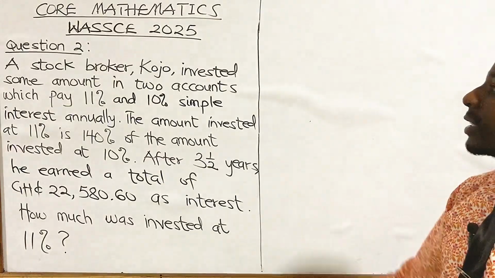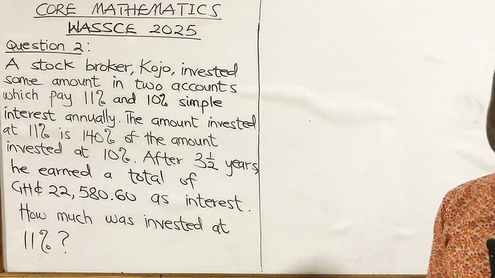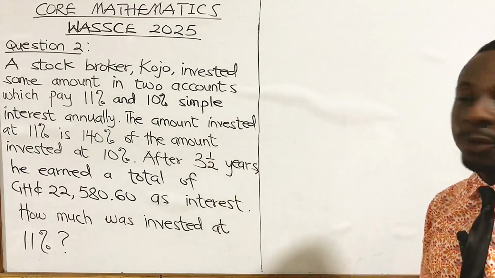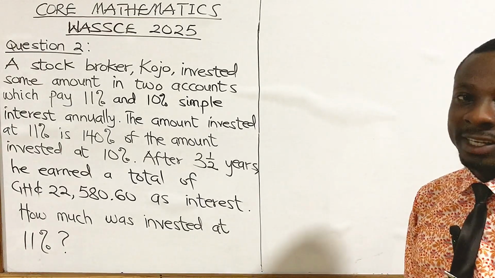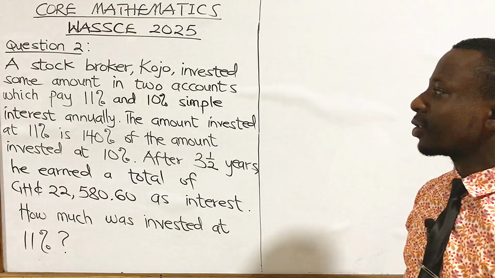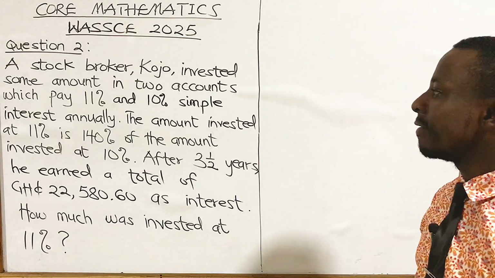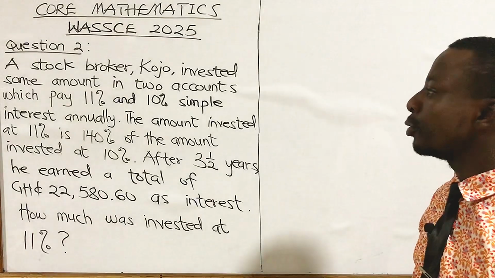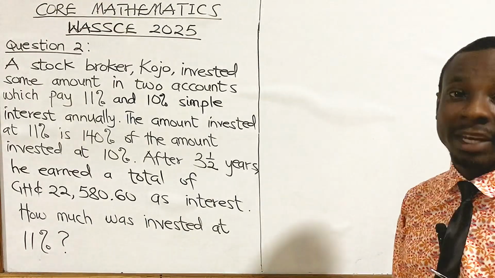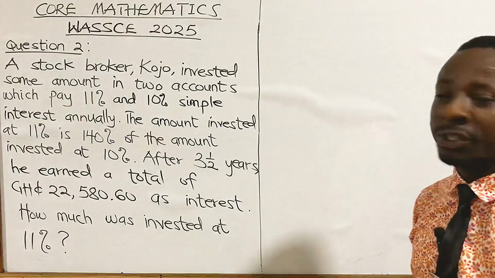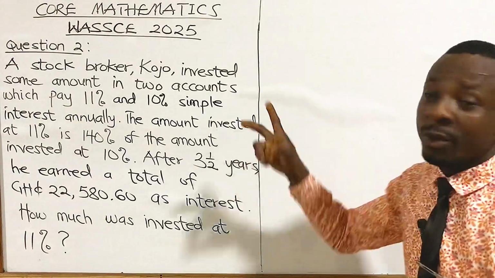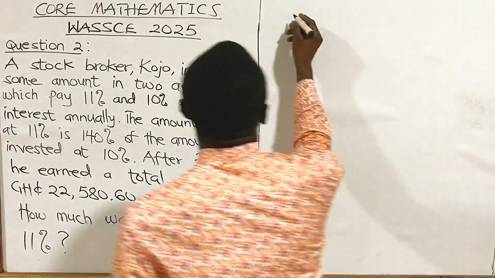So this is WASSCE 2025 question 2. We have the question on the board, and as I read, I will explain step by step. A stockbroker, Kujo, invested some amount into accounts which pay 11% and 10% simple interest annually. So over here we have two accounts.